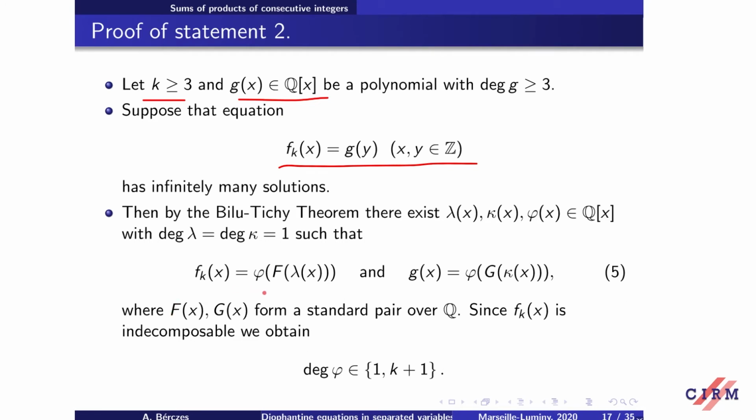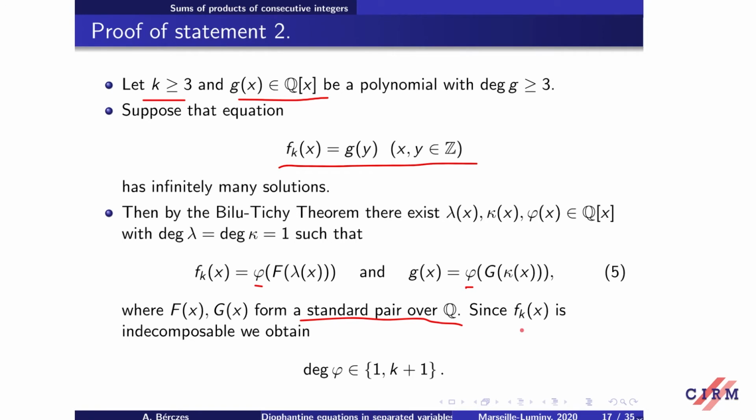F_k(x) must be φ(f(λ(x))), and g(x) must be φ(g(κ(x))). The φ here is the same polynomial. λ and κ are linear polynomials, and f and g are coming from a standard pair over Q.